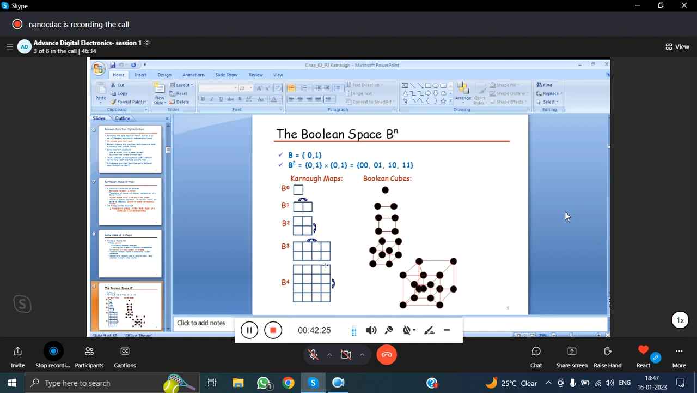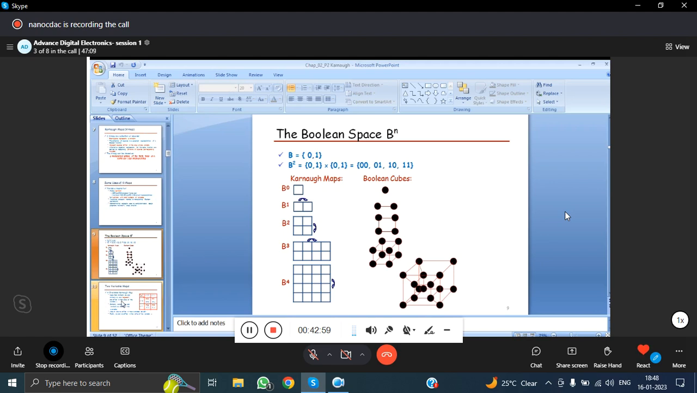This is B^4, the 4 variable KMap, so a total of 16 blocks we will have. In a 3 variable KMap we have 8 blocks. In a 2 variable KMap, 4 blocks will be there. In the 4 variable KMap, a total of 16 corners, a cube inside a cube. So totally you will have 16 corners. This is the representation in terms of Boolean.